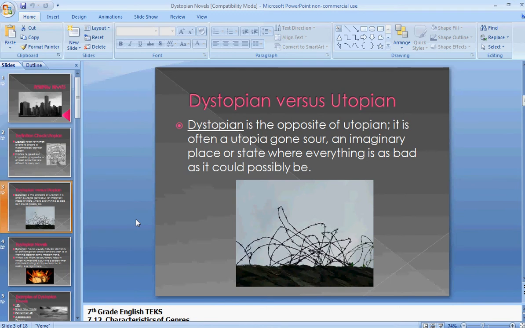It is often a utopia gone sour, an imaginary place or state where everything is as bad as it could possibly be. So that's what we're going to be reading about. Societies where things have gone really wrong, where humanity is screwed up, or something like that.